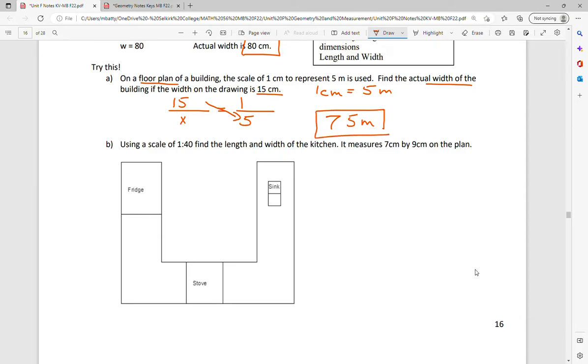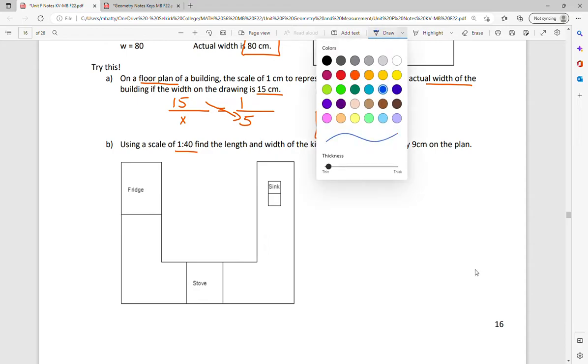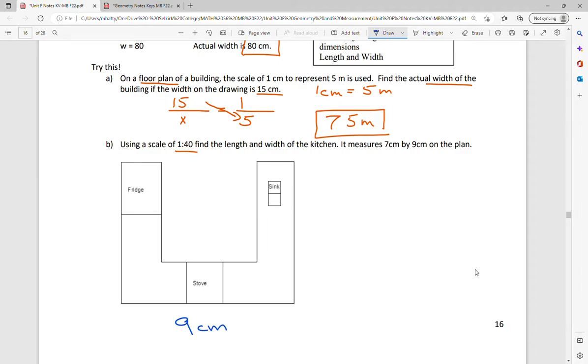The last example on the page gives me a scale of 1 to 40 for this kitchen. We have a drawing down here. I'm going to switch away from orange. I don't know, sometimes I get in orange. I think I've morphed the drawing a little bit as I was editing notes. So that one should measure 9 centimeters and the other should measure 7 centimeters in this layout of a kitchen. If we want to figure out the length in real life, and the width in real life, we're going to do that with this scale that we're given.